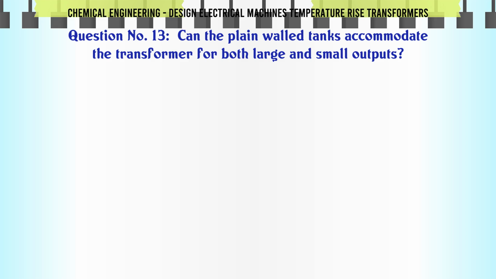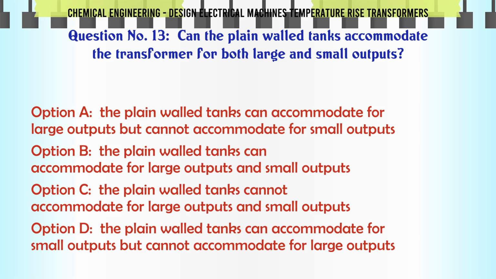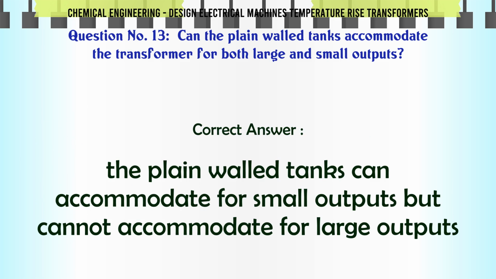Can the plain-walled tanks accommodate the transformer for both large and small outputs? A. The plain-walled tanks can accommodate large outputs but cannot accommodate small outputs. B. The plain-walled tanks can accommodate large outputs and small outputs. C. The plain-walled tanks cannot accommodate large outputs and small outputs. D. The plain-walled tanks can accommodate small outputs but cannot accommodate large outputs. The correct answer is D: the plain-walled tanks can accommodate small outputs but cannot accommodate large outputs.